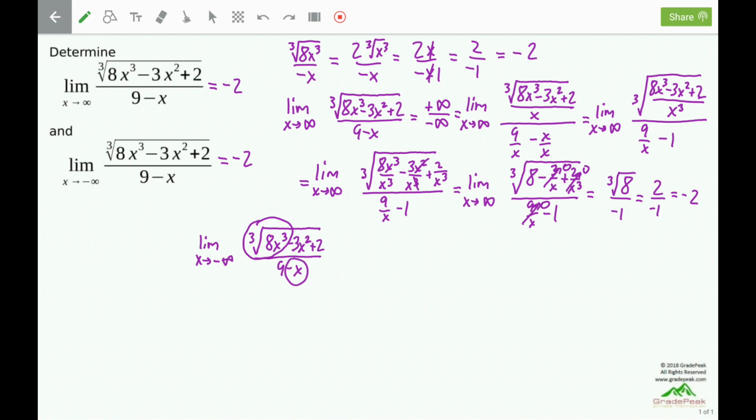In the numerator, negative infinity cubed is negative infinity, times an 8 will still be negative infinity, and the cubed root of negative infinity will be negative infinity. In the denominator, negative times negative infinity will be positive infinity. And we have the infinity over infinity indeterminate form here. We will have to rework this, and it will be reworked by dividing the numerator and denominator by the highest power of x in the denominator. That's x to the first power.